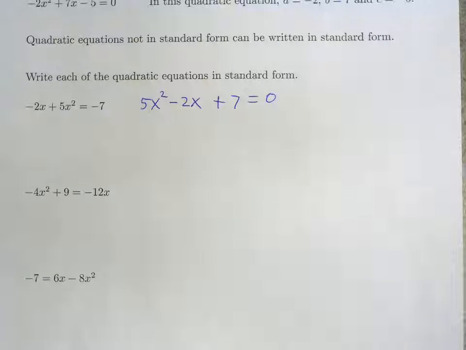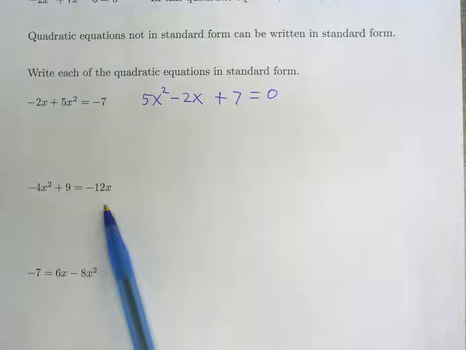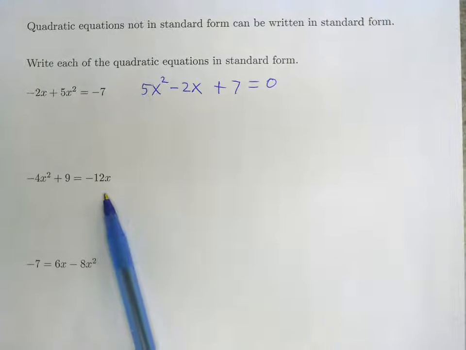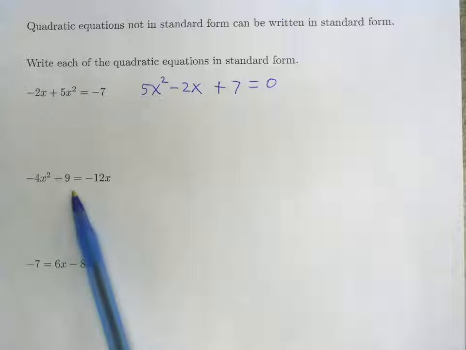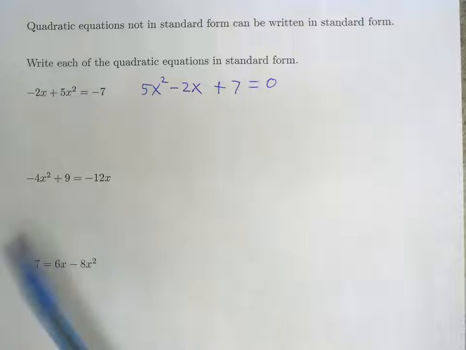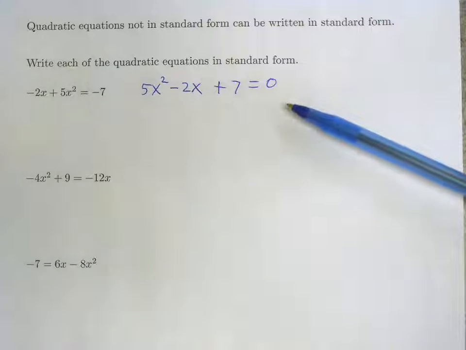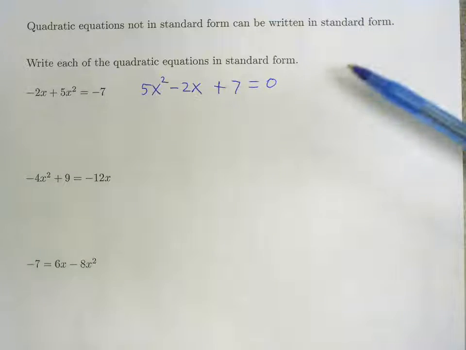The value of a is 5, the value of b is negative 2, and the value of c is 7. For the next example, I'll show you two equivalent ways to write this equation in standard form. You have the same two options regardless of what the quadratic equation is.